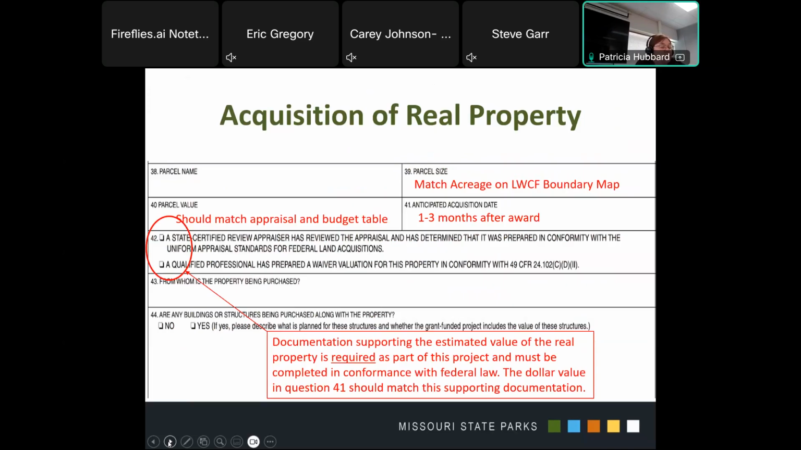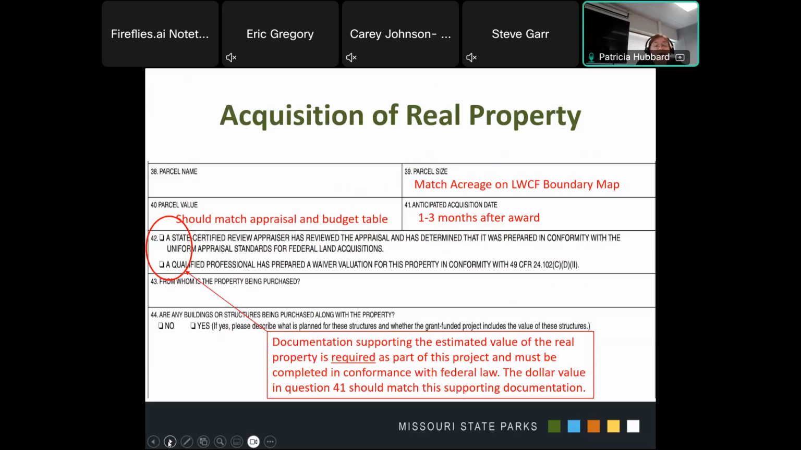42 asks you to affirm which statement is true. So 1, a state certified review appraiser has reviewed the appraisal and has determined that it is prepared in conformity with the Uniform Appraisal Standards for Federal Land Acquisition, or a qualified professional has prepared a waiver evaluation for the property in conformity with 49 CFR 24.102(c)(2).